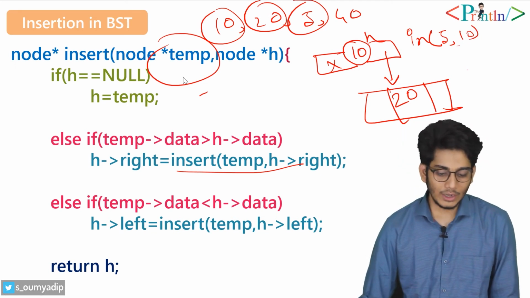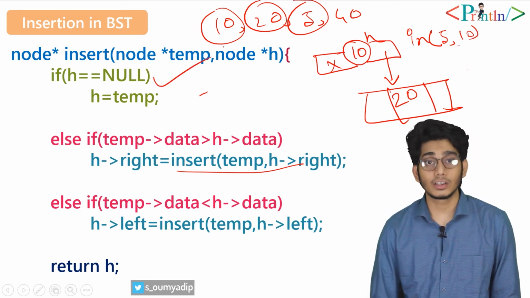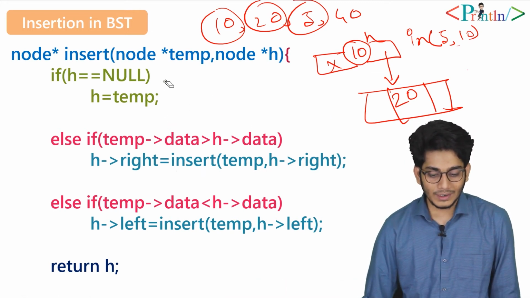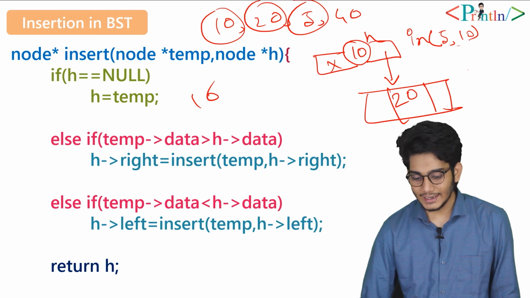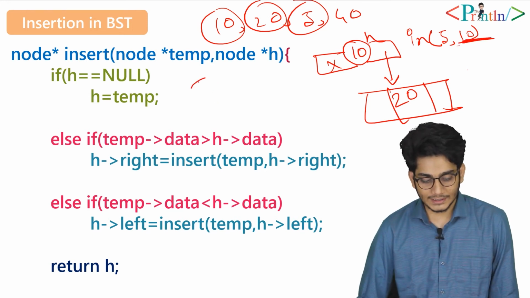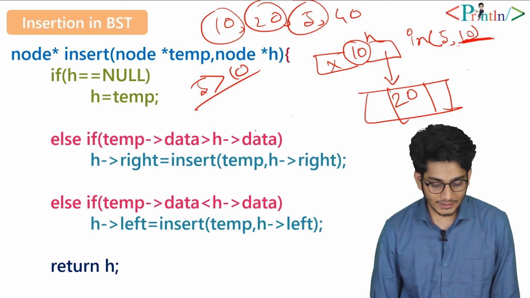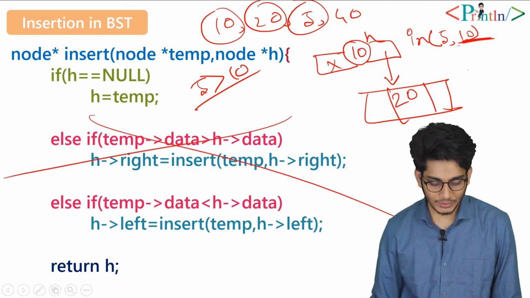So within age, what do we have? We have 10. Now at first we'll see whether age is null or not. Age is not null. Now what is the age data? That is 10, right? So at first we'll check whether 5 is greater than 10. So 5 is not greater than 10. It means this portion won't be executed.